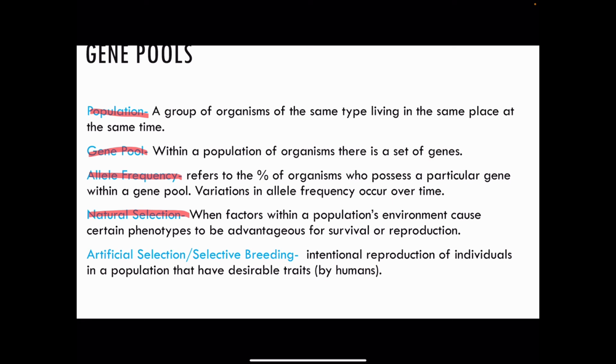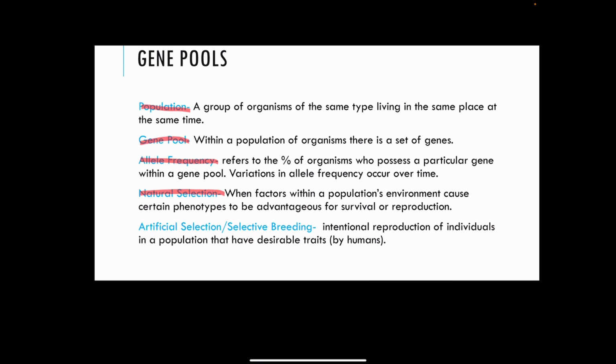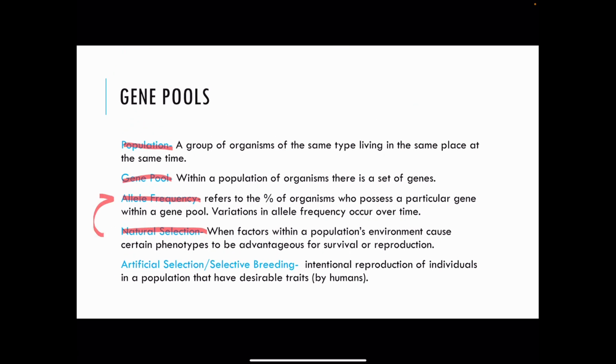Now, natural selection, remember, is when factors within a population's environment cause certain phenotypes to be advantageous for survival or reproduction. And so therefore, those phenotypes eventually are going to increase in population. So natural selection is one of the mechanisms in which allele frequencies can change.